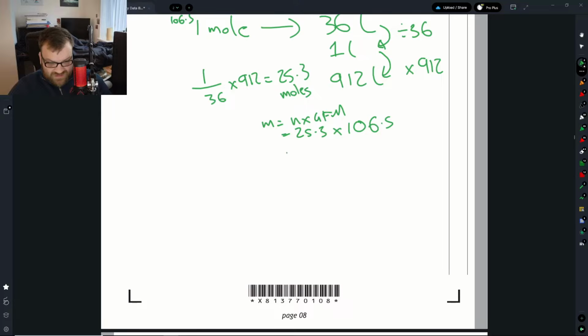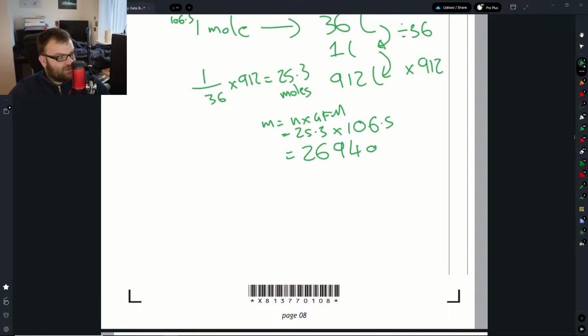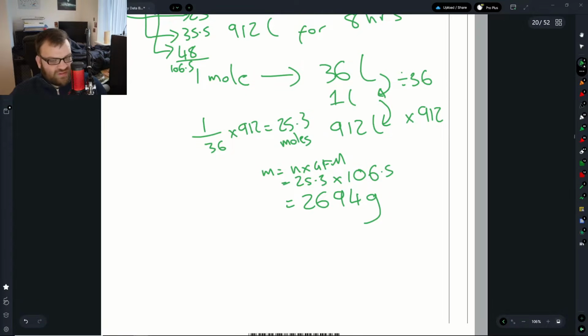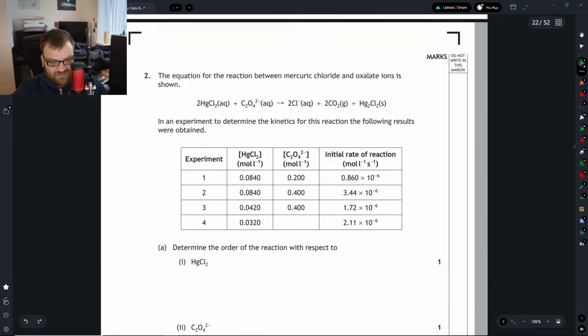And depends how you round it, but we should get 2,694 grams, let's call it. And that gets us our final answer. Rounding, we'll tweak it a little bit. If you use the unrounded number of moles, that would give you a different answer, but we're in that sort of ballpark region, and that would be your required mass.